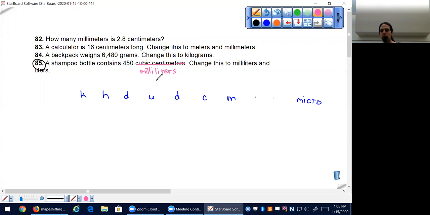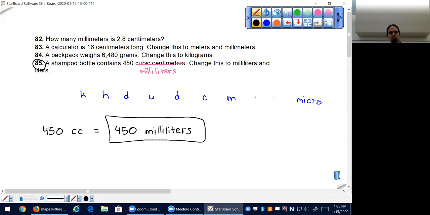So changing 450 cc, that actually is 450 milliliters. There's no difference at all. Don't make it harder than it is. But for part two, we're actually going to have to move. So we're starting at milli. Where are we moving to? Liters. Where is plain liters going to go? The U. 0.45. So 1, 2, 3.